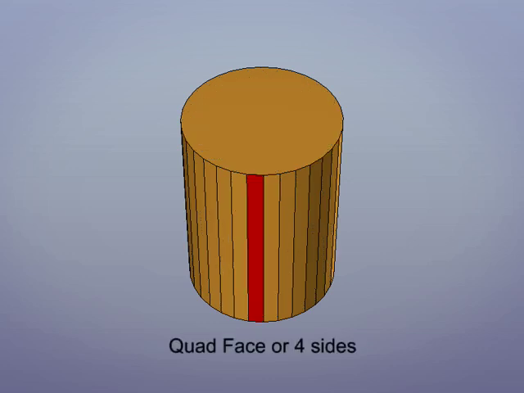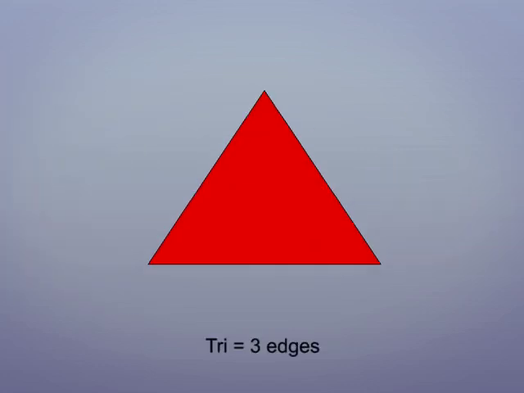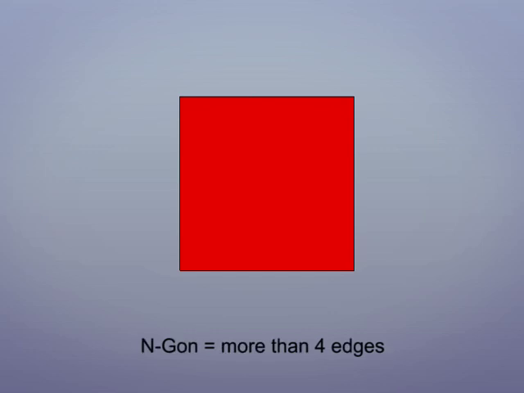So here is a quad face. It has 4 edges. This polygon has 32 edges. We can call it an n-gon. The n represents a number of more than 4 edges. So tri equals 3 edges, quad equals 4 edges, and n-gon equals more than 4 edges.